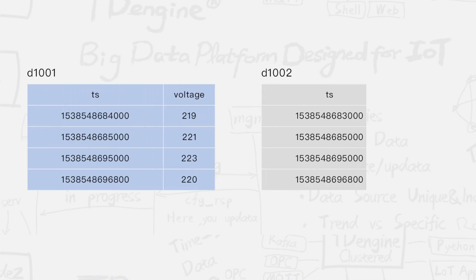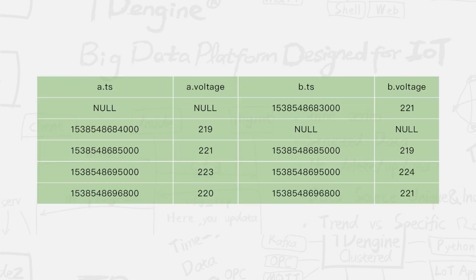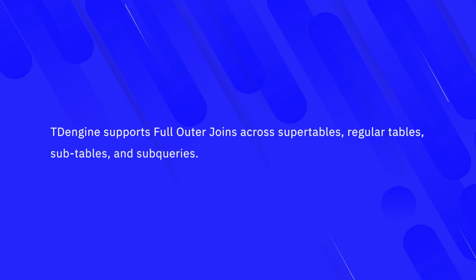A full outer join includes all records from both tables. For example, to query all recorded timestamps and voltage values from tables D1001 and D1002, the SQL query would be as follows. The result of this query is displayed on screen. TDengine supports full outer joins across supertables, regular tables, subtables, and subqueries.